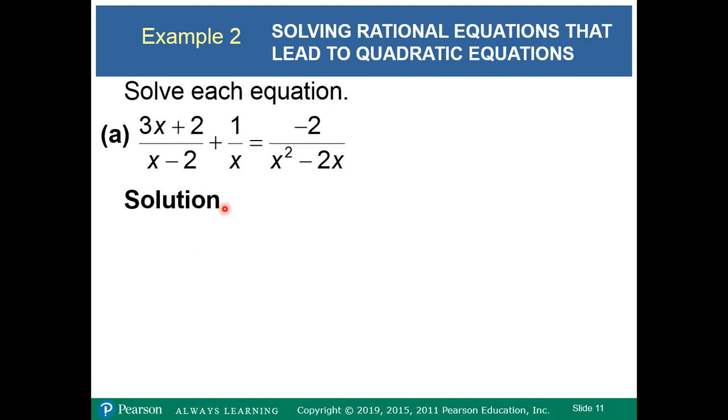Okay, so here we've got x minus 2, x, and x squared minus 2x. So the first thing I'm going to do is factor this. You want to factor the denominators as much as possible, because if you factor, you're going to get x times x minus 2, which is the same as these two. So you've got them repeated here. Then the least common divisor is just going to be x times x minus 2.